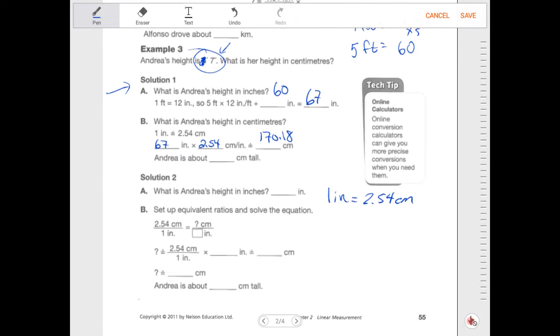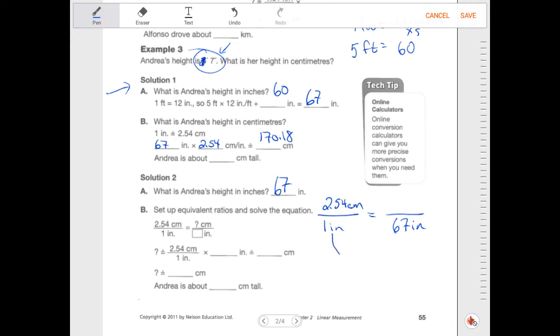Okay? Solution 2, if you want to see it in a different way, is where we're using that ratio again, which I personally like. That's up to you. Take what you know to be true. It's 2.54 centimeters equals 1 inch. Make your equivalent fraction. Now, from our previous work in A, remember, this person is 67 inches. We know that. So where were inches on the left? They were on the bottom. Therefore, they better be on the bottom on the right.